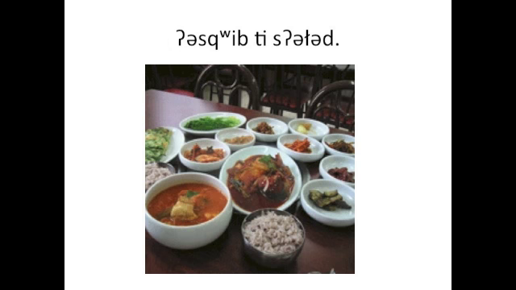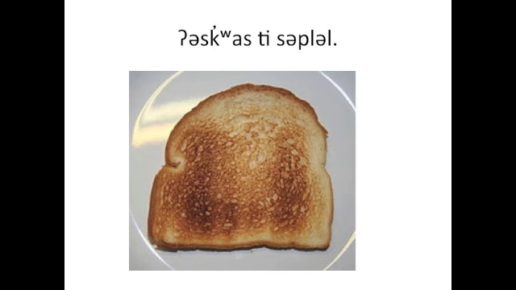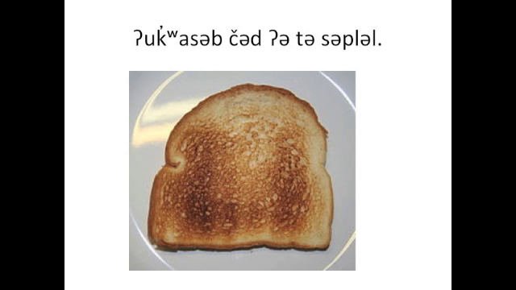Asquabe tis ashid, so the food is prepared, it's ready to go. Add the be suffix. We have an action. Oquebab chash ates ashid. We are preparing the food, or we have prepared the food. Asquas ti saplal. The bread is scorched or it's toasted. We add our be suffix to it to mean toasting or scorching. Oquasab ched atasaplal. I am toasting the bread, or I am scorching the bread.